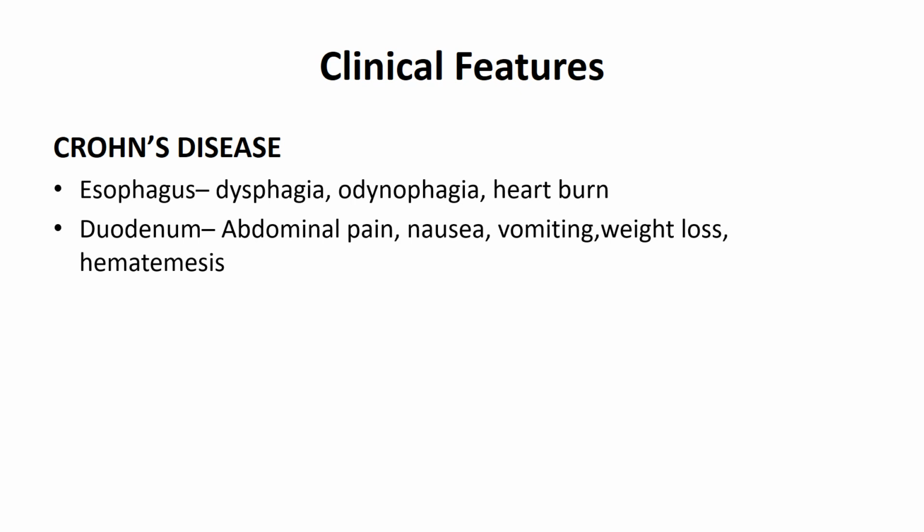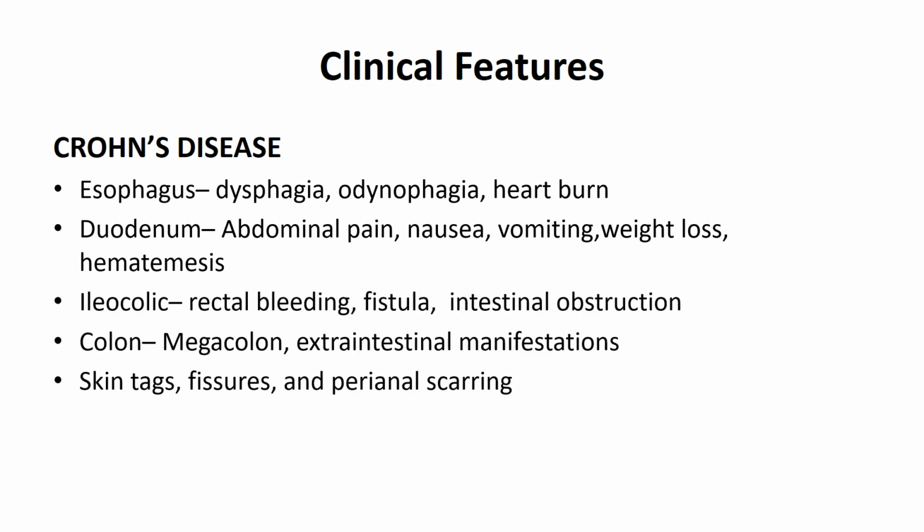When it is in the duodenum, there will be abdominal pain, nausea, vomiting, weight loss, and hematemesis. Ileocolic region, it is rectal bleeding, fistula, intestinal obstruction. When it is in the colon, it will be megacolon, extra-intestinal manifestations, and skin tags, fissures, and perianal scarring, which is seen in the anal region. So the symptoms will be according to the area which is affected.